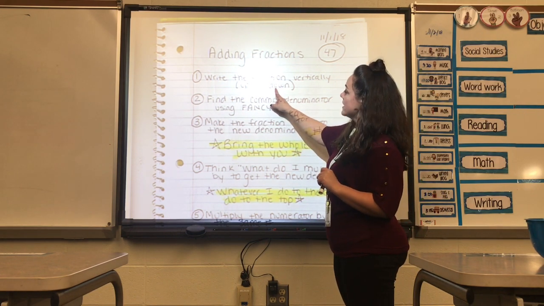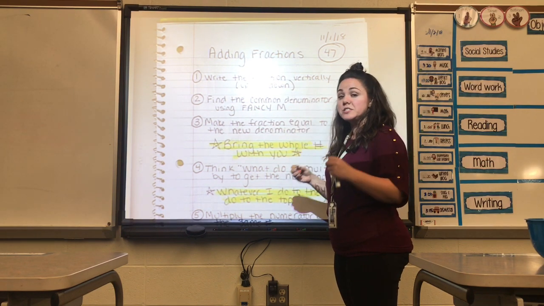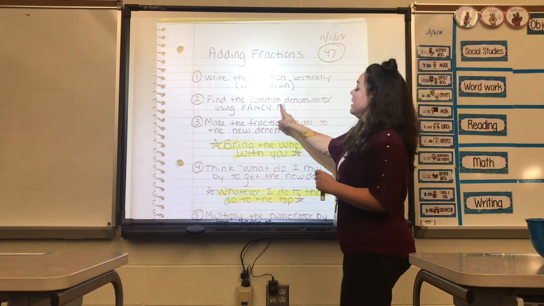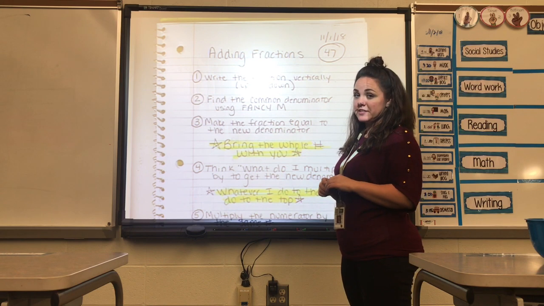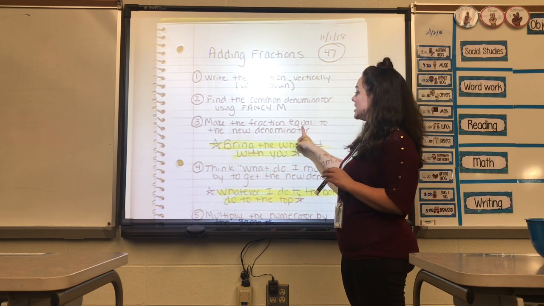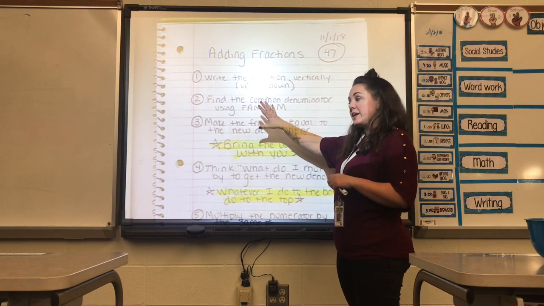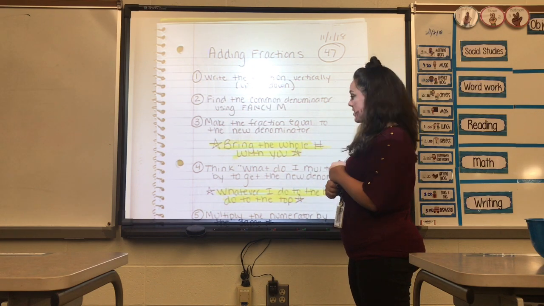So the first thing I said is write the fraction vertically, or up and down. That seems like a little step. However, it is important. It just helps aid with organization. Step 2 is find the common denominator using fancy M. Step 3 is make the fraction equal to the new denominator. A few of the students kind of get stuck at that point. It just takes a habit to get used to, and they'll see it's very easy.